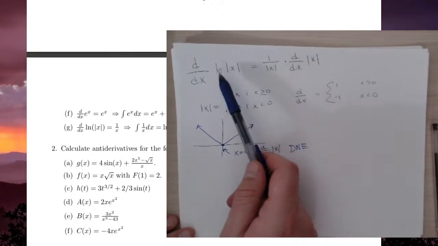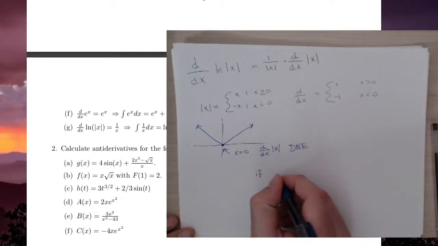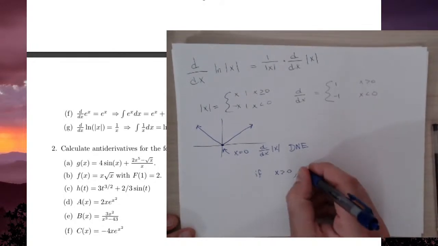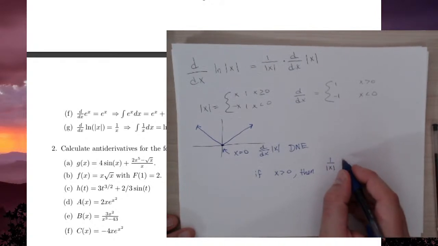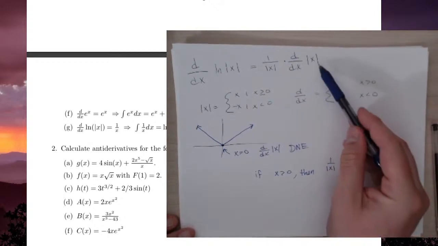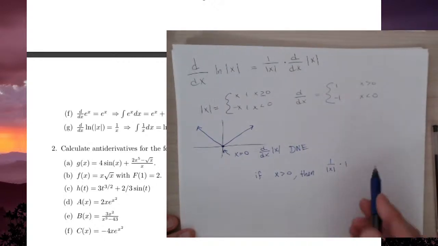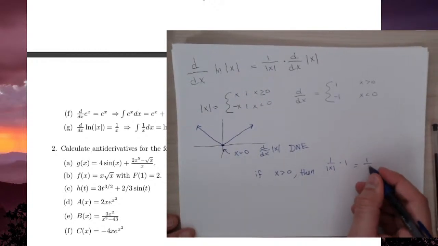Cool, so strictly speaking, we're going to have to look at the derivative of this thing piecewise now. If x is greater than 0, well, that means 1 over the absolute value of x, times the derivative of the absolute value of x, but since x is greater than 0, that's just 1, so that's times 1. But also since x is greater than 0, the absolute value of x is just x, so this is just 1 over x.